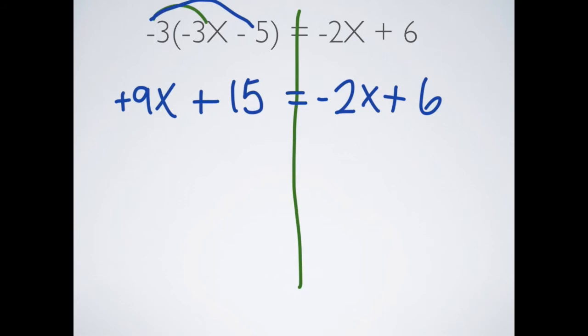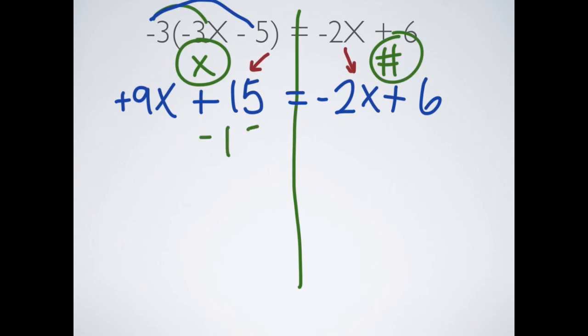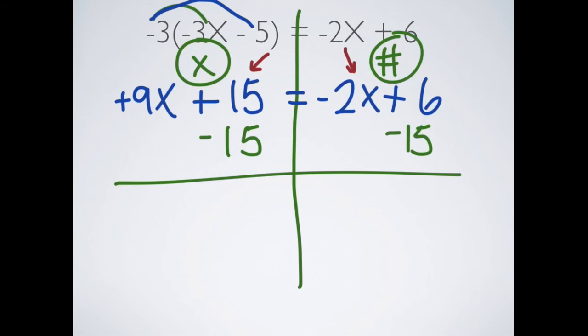Now that we have the problem as simple as we can get it, we're ready to solve. My left side becomes the x side. My right side becomes the number side. And I start looking for SPYs. I know that my two SPYs here are going to be 15 and negative 2x. I take out the 15 by subtracting 15 on both sides. That leaves me with 9x equals negative 2x minus 9.